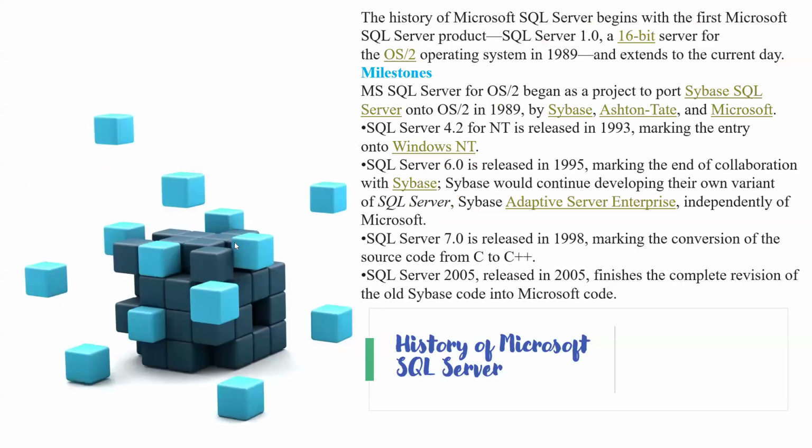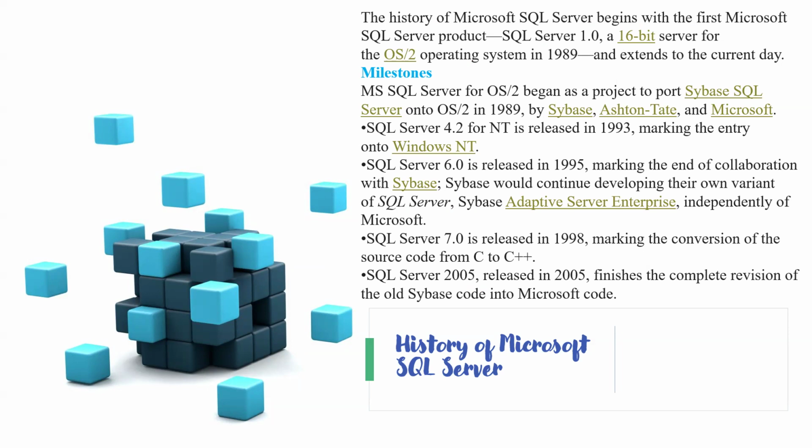Then Microsoft realized how much importance the database has. So Microsoft, Sybase and Ashton-Tate, okay, Sybase is an organization with a database management system, sat together and prepared a database management system called MSSQL Server 1.0 with a 16-bit operating system, in the year 1989. In 1989, they started with a 16-bit operating system with SQL Server 1.0, built by Sybase and Ashton-Tate with Microsoft.